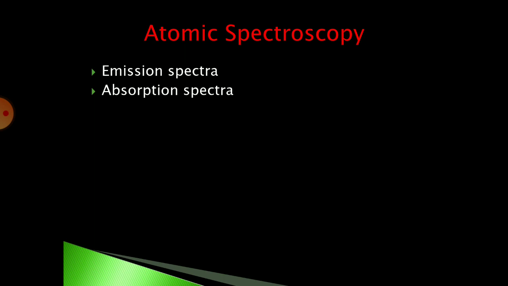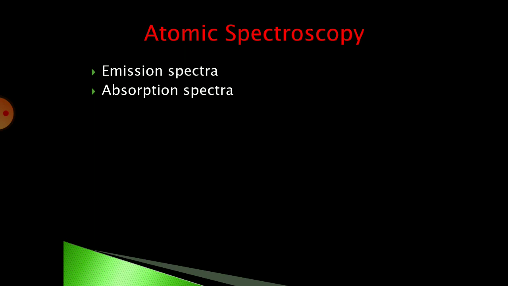Now, for TYBSc, we are going to learn atomic spectroscopy. As the name suggests, atomic spectroscopy is related to the atom. There are two spectroscopies we are going to learn. First is emission spectroscopy, also called flame emission spectroscopy. Definitely we'll discuss it later in detail. And the second is absorption spectroscopy. In absorption spectra, we are going to learn atomic absorption spectroscopy.